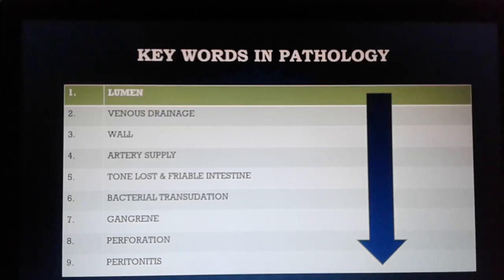So these are the 9 important keywords in the pathology of strangulated hernia: lumen, venous drainage, wall, arterial supply, lost tone and friable intestine, bacterial transudation, the gangrene, perforation leading to peritonitis, right?